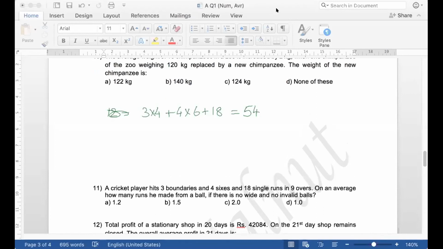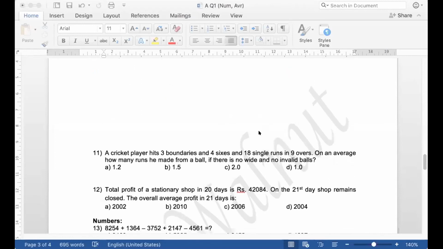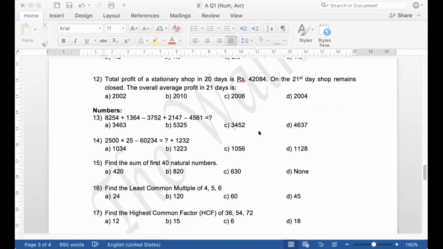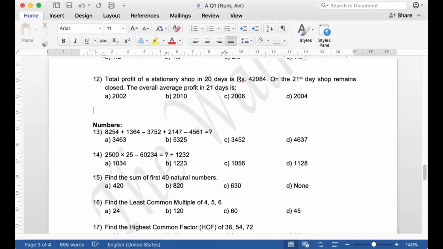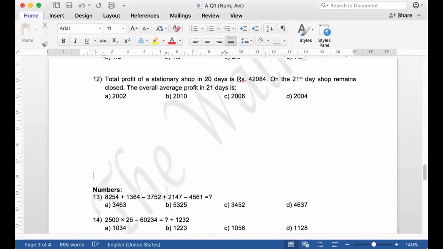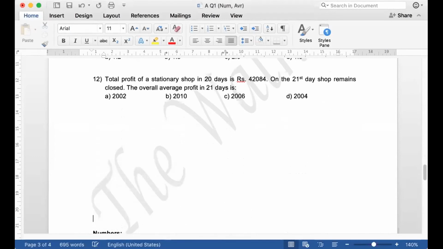Okay, so well, next one. Question number 12. Total profit of a stationery shop for 20 days is 42,084. 20 days. The 21st day, the shop remains closed due to some reason, whatever it is. The overall average profit in 21 days is what?